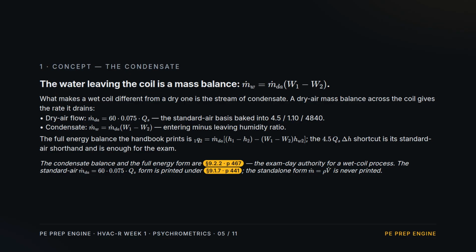Concept 3, the condensate. What separates a wet coil from a dry one is the water dripping off it. A dry air mass balance gives the drain rate: dry airflow times the drop in humidity ratio. The handbook also prints the full energy balance with a condensate enthalpy term. The 4.5 enthalpy shortcut is just its standard air shorthand, and it's all you need on the exam.